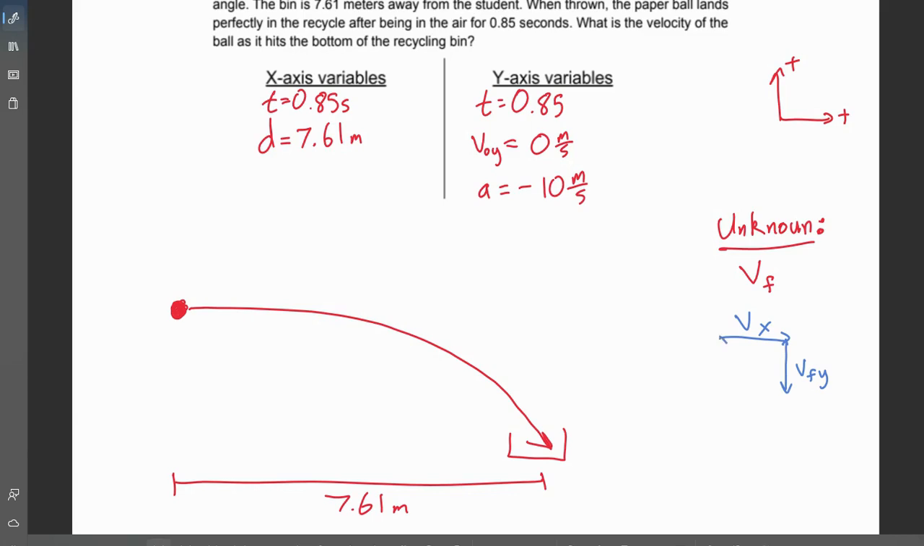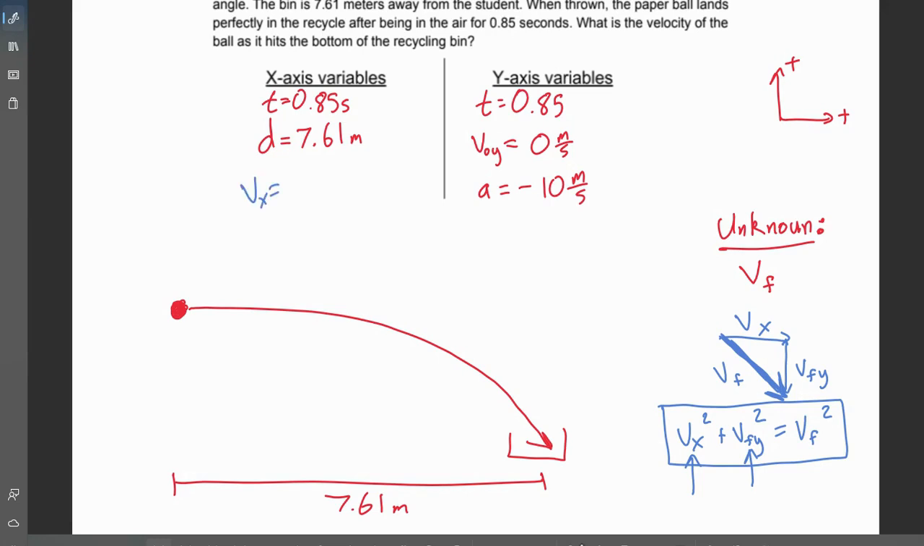So what we need to do is find just the final velocity, and that will be with the Pythagorean theorem, right? So vx squared plus v final y squared equals v final squared. So you are going to have to use this to find v final. But what this also means is we need to find velocity in the x and we need to find final velocity in the y.